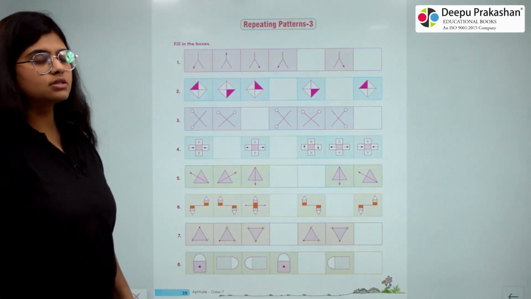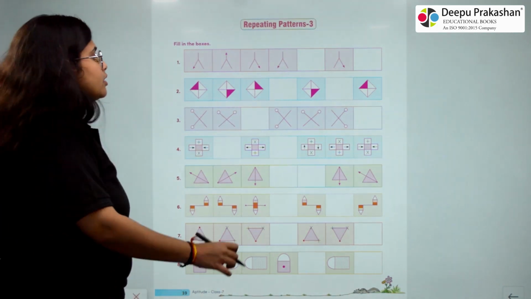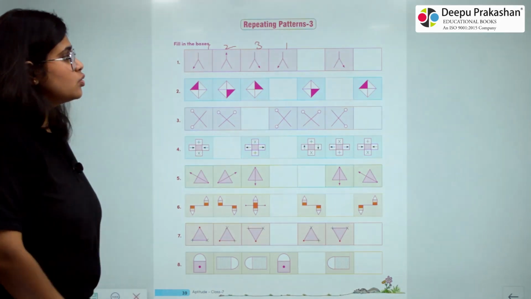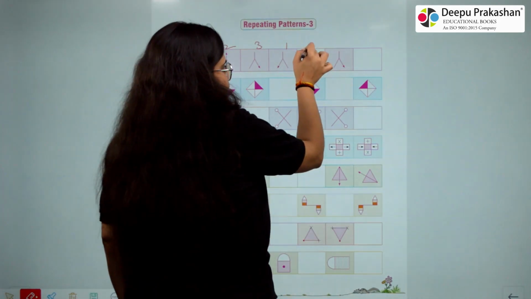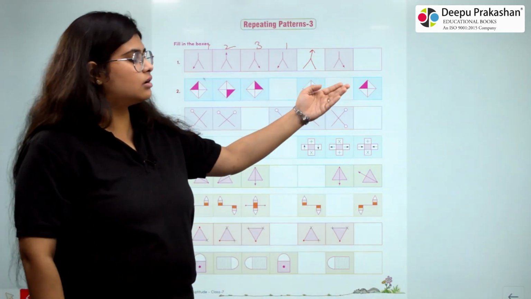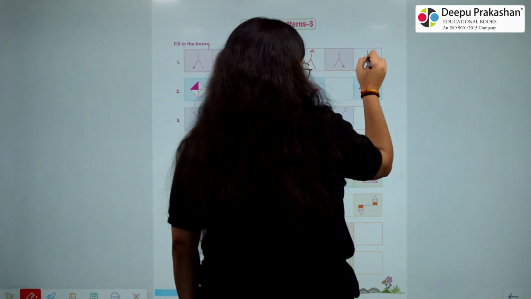Repeating patterns 3. Fill in the boxes. 1. Here we are given images like 1, 2, 3, then again 1. So after 1 the second image will come, that is this, and after second, third, then the first image, that is this.